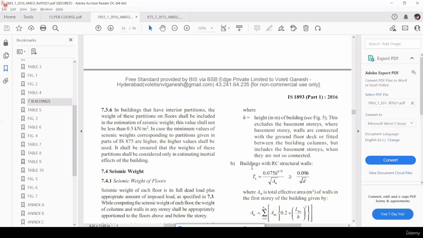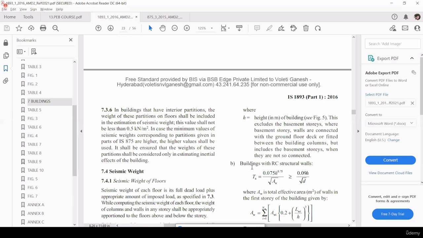Yes, tell me. Since the dead weight in PEB structures will not be that much, will the seismic load be very significant, or is it going to be significant or not? Yes, exactly. The point is that the dead load on the structure is not that much.